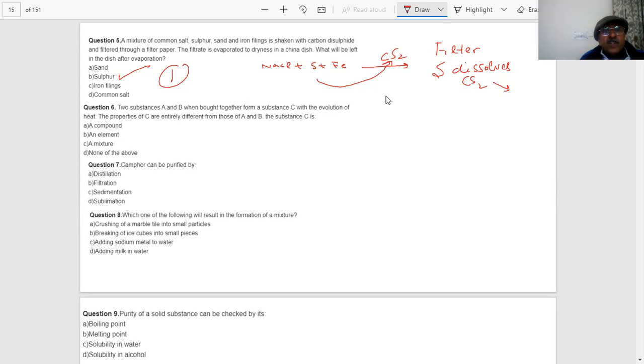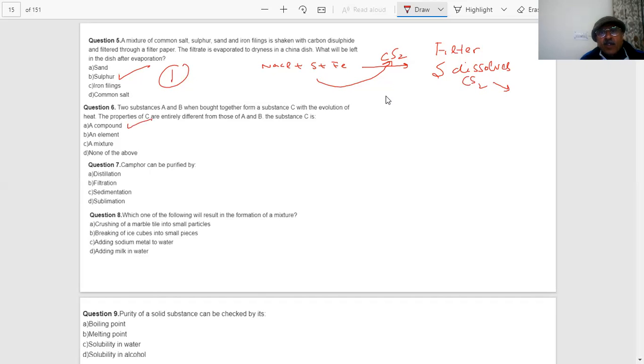Two substances A and B, when brought together, form a substance C with the evolution of heat. The properties of C are entirely different from A and B. The substance C is: compound, element, mixture, or none of these? Sir, A part, a compound.